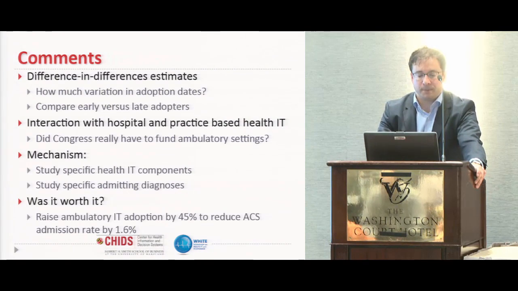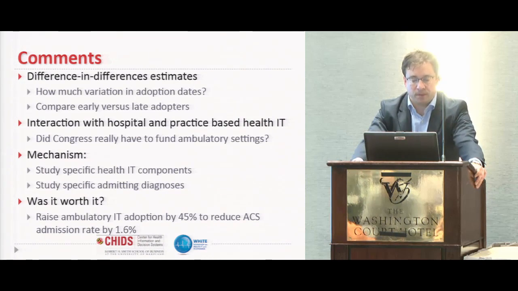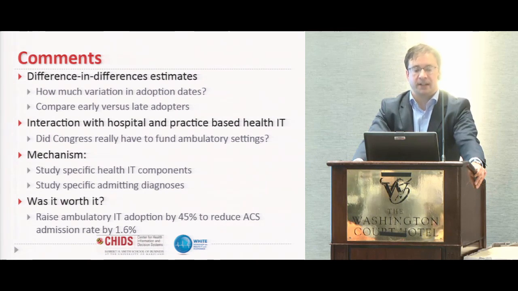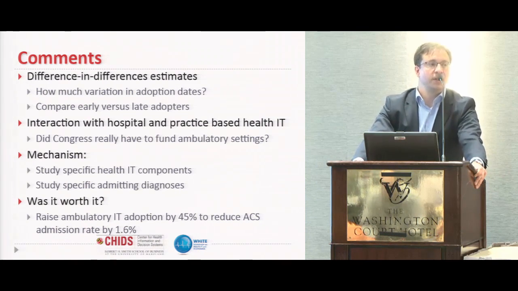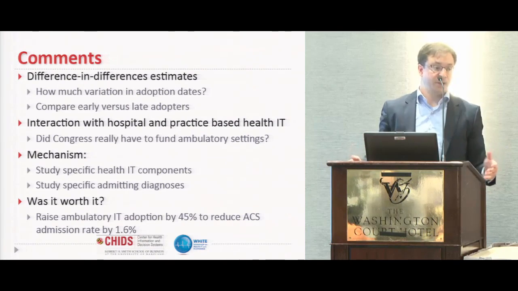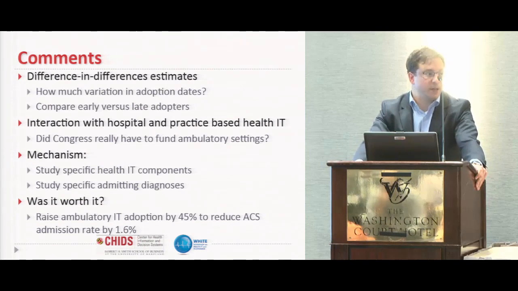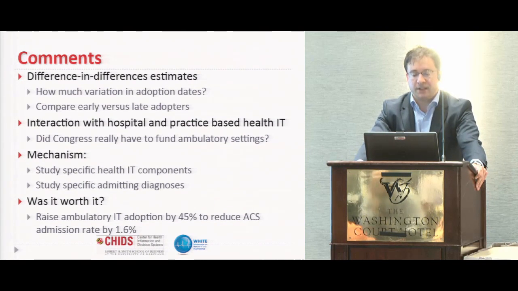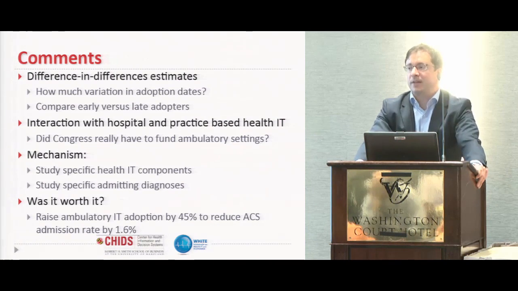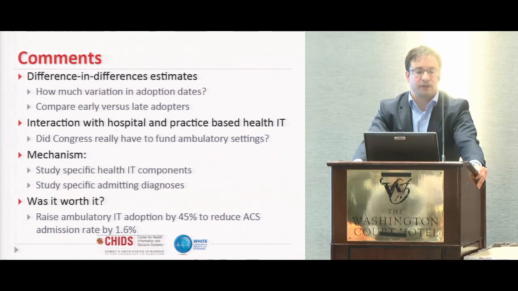And then finally, was it worth it, right? So your bottom line conclusion is that raising ambulatory IT adoption by 45% in a county reduced ACS admission rates by 1.6%. So if you could relate these two figures to dollar figures, then we might get a better sense of what on balance was gained by this. Of course, health IT adoption did not just possibly reduce ACS admission rates, but other outcomes. But this could be a back of the envelope calculation, just to give us a sense of what on balance was gained.